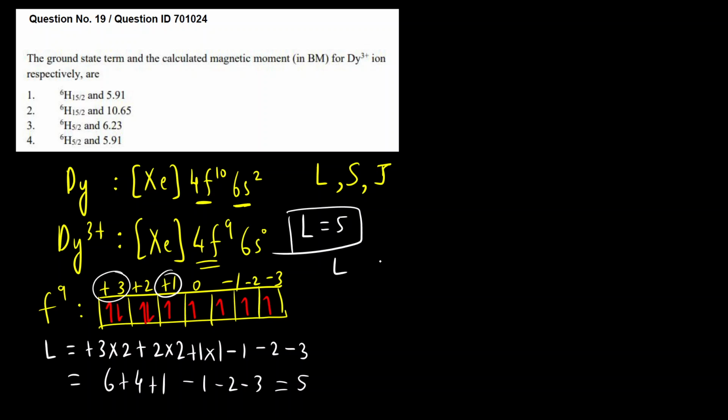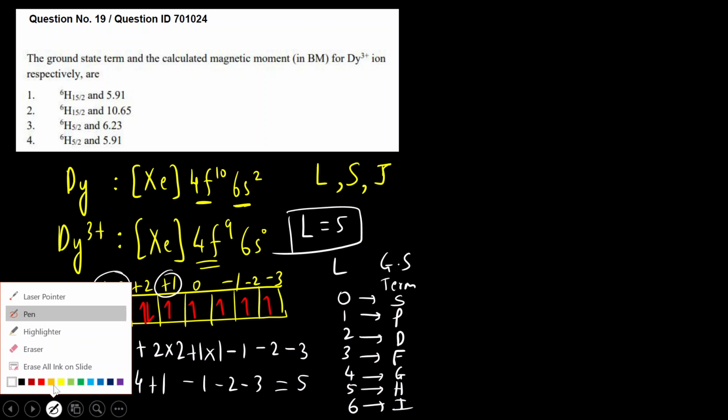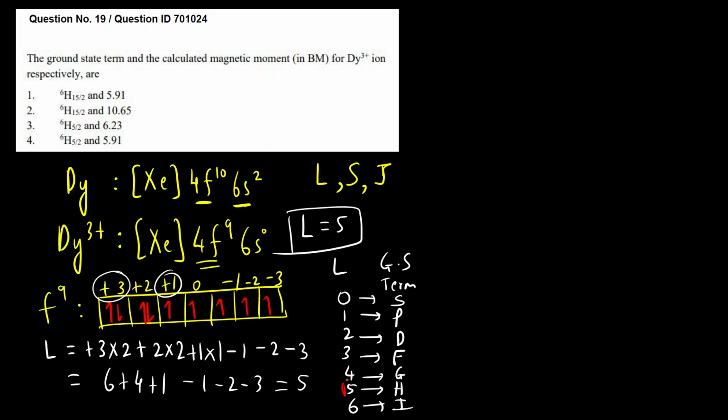Okay, the L values and the ground state term. This is 0, 1, 2, 3, 4, 5 and 6. If it is 0, it is S, then P, if it is 2, it is D: S, P, D, F, G, H and I. Now you can see for the L value of 5, what is the ground state term? It is H. So in all the options you can see it is H. Okay, so the ground state term is H.